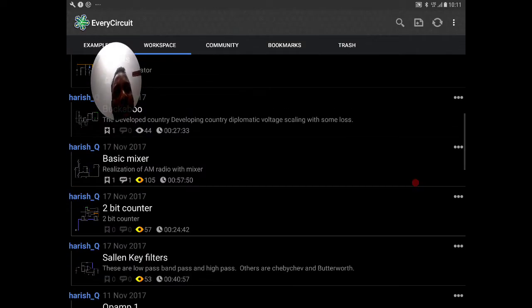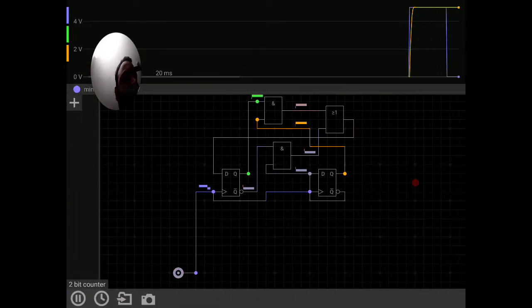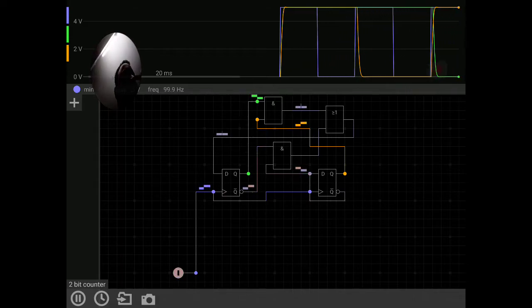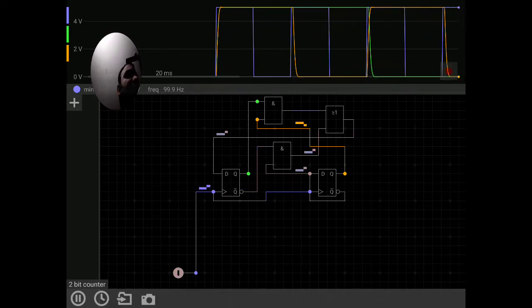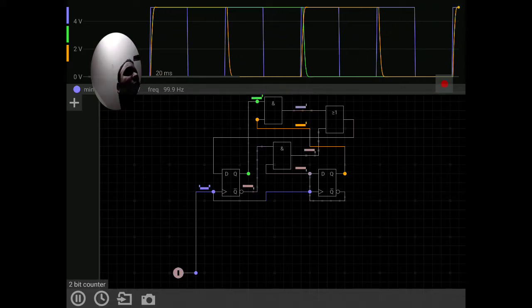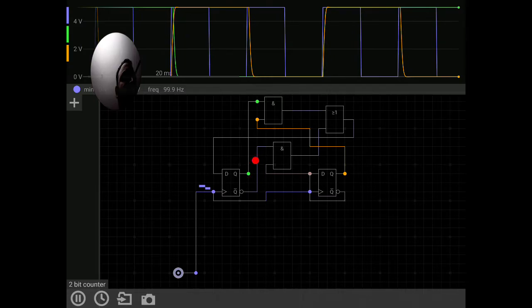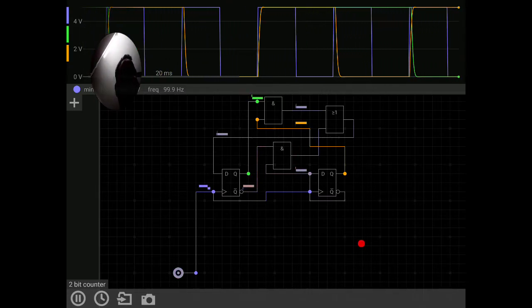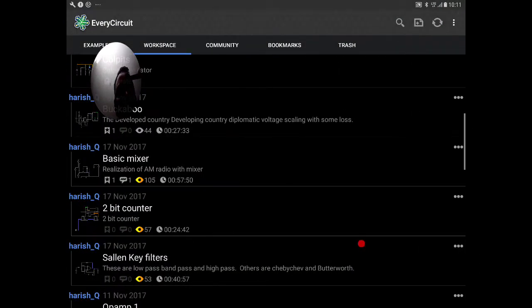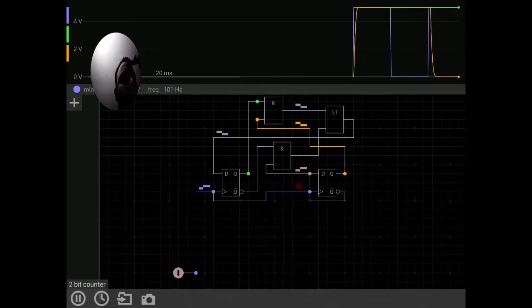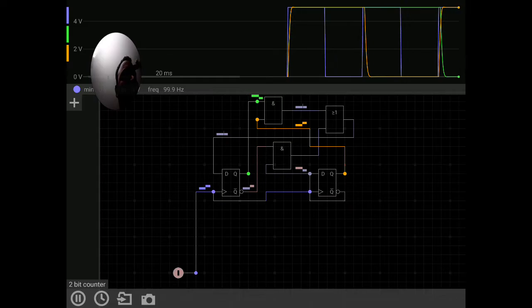And this is a 2-bit counter. You can see that the orange and green form 00, 01, 10 and 11 at different clock edges. And that's the 2-bit counter which keeps working always. There are 2 D flip-flops actually, I wanted to show you. There are 2 D flip-flops and 2 AND gates and an OR gate there.